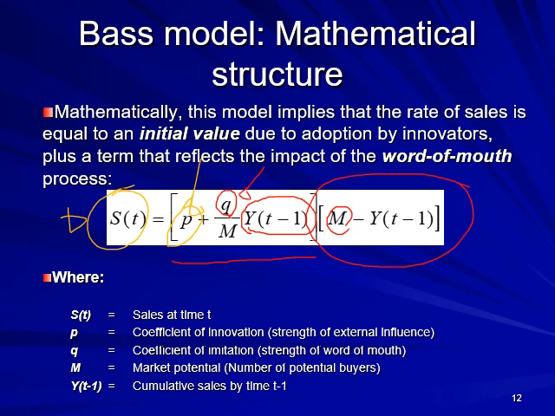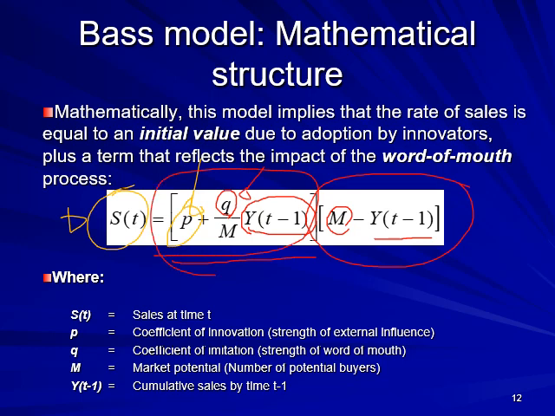Okay, and Y_{T-1} is the total number of people that bought the product up to yesterday, until the term before the one that we're in right now. So if T is in years, it will be until last year. So this difference here, M minus Y_{T-1}, is the total number of potential people that could buy the product. And this describes the probability that they will buy the product. And that's how you get your rate.